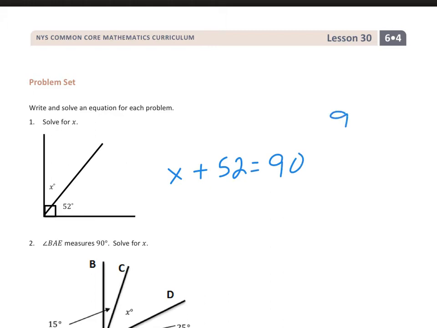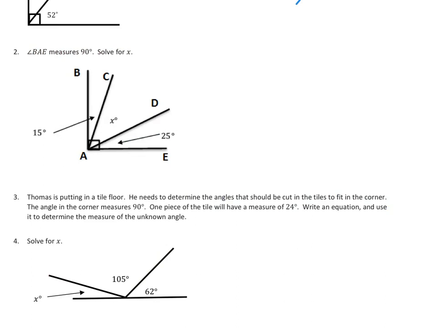Which means 90 minus 52 will equal x. So that means x equals 38 degrees. And all they did on this one was add another line that intersects. It is now going to be a three-step problem.